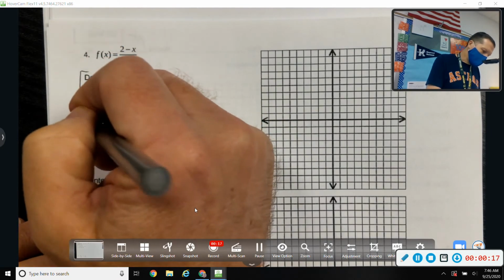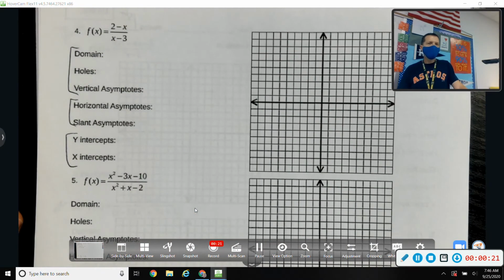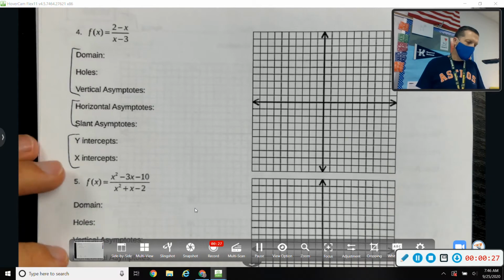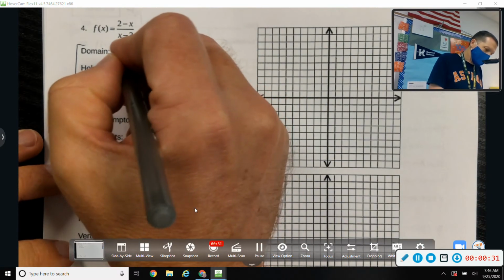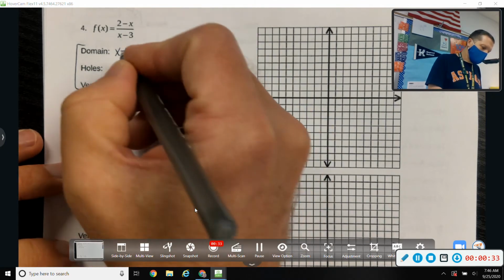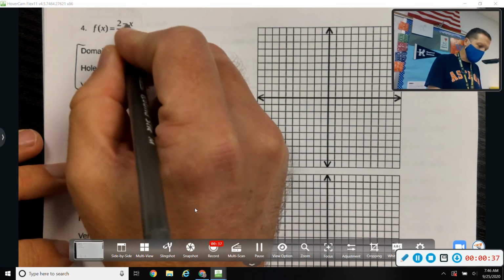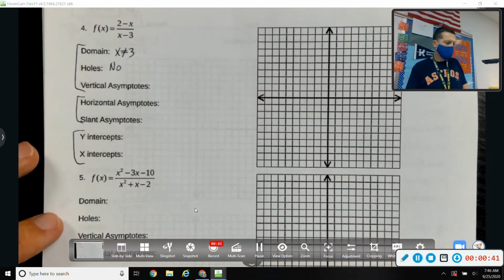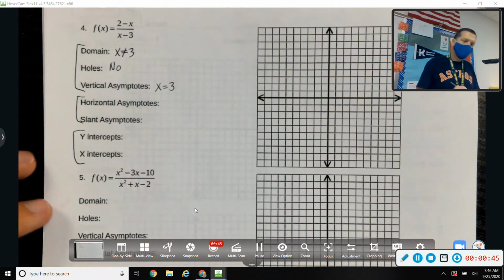Again, even before I get started, I will always sort of section those off, just because that's how we think of those things. Plus, it makes the problem seem a little more organized, makes it a little easier, maybe. So x can't be 3. Nothing cancels. That seems a little backwards up there, but whatever's going on, it wouldn't cancel. So no holes. Vertical asymptotes would be x equals 3.